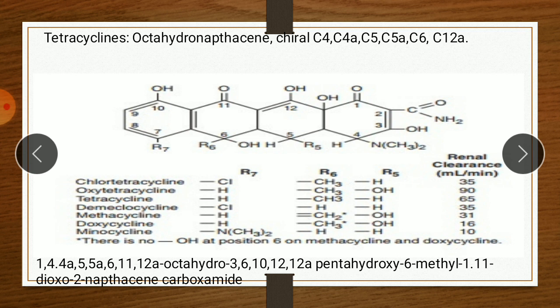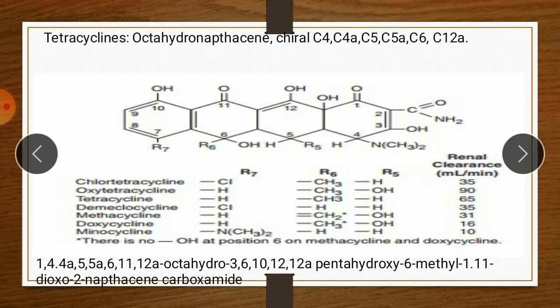octahydronaphthacene, which is a hydrocarbon system that comprises 4 annulated 6-membered rings. The group name is derived from this tetracycline system. So here the general structure of tetracycline is given.